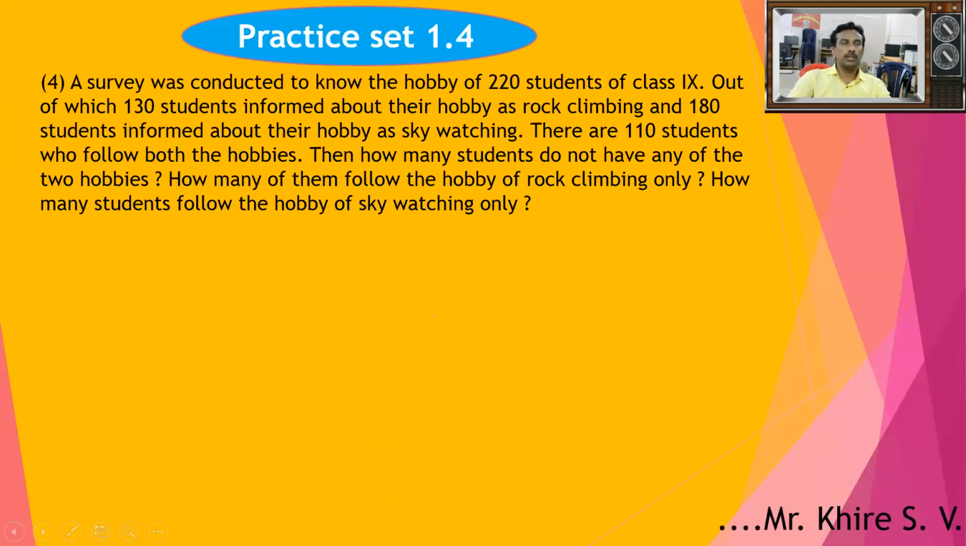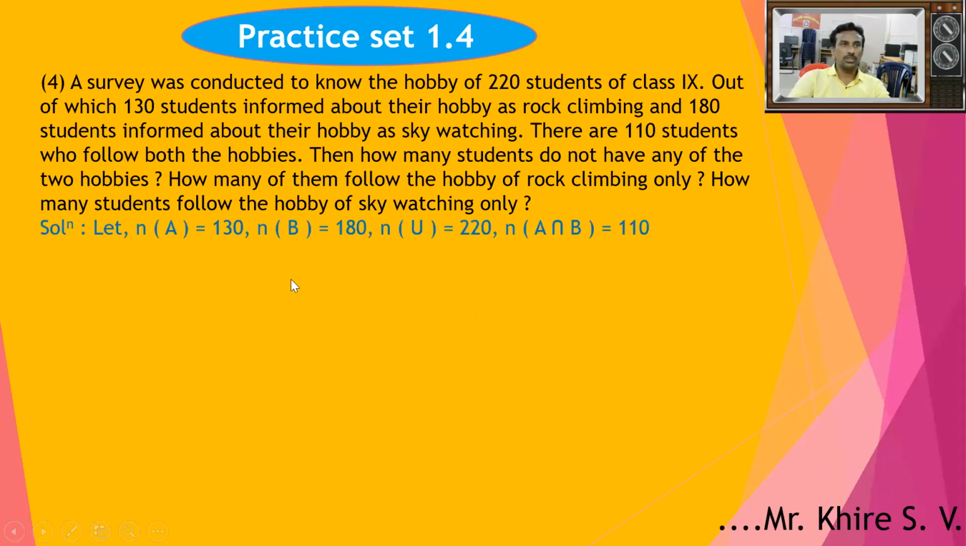Next, example number 4. A survey was conducted to know the hobby of 220 students of class 9, out of which 130 students inform about their hobby as rock climbing and 180 students inform about their hobby as sky watching. There are 110 students who follow both the hobbies. Then how many students do not have any of the two hobbies? How many of them follow the hobby of rock climbing only? How many students follow the hobby of sky watching only? This is the question.